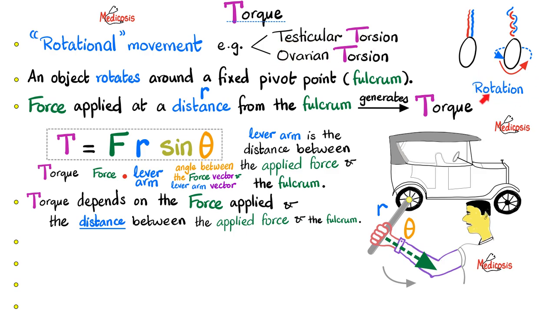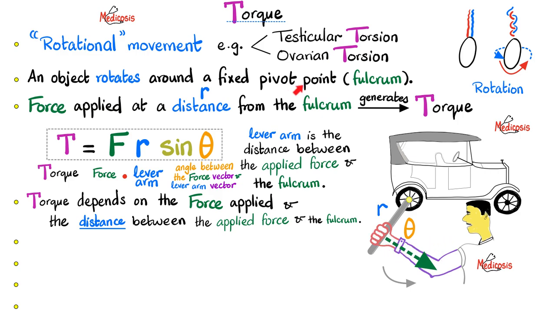Why did I tell you this? To remind you that torsion or torque means rotation. Nothing more, nothing less. Torque is a rotational movement by definition. The word tells you what it is. Torque and torsion come from the same origin. An object rotates around a fixed pivot point, such as when repairing a flat tire.